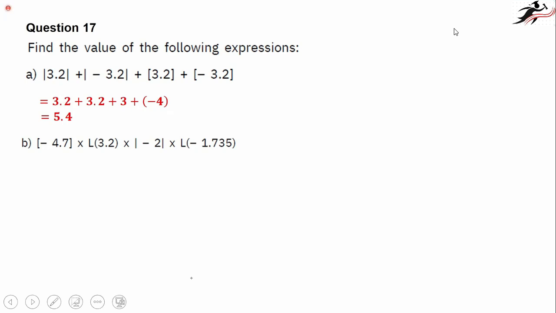So minus 4.7 ka greatest integer is what? Bracket means greatest integer, yes. Square bracket, greatest integer. L is least. So minus 4.7 ka greatest integer is minus 5. 3.2 ka least integer is going to the right, 4. Minus 2 ka mod is 2. And least integer of minus 1.735, go to the right, minus 1. So minus minus became plus. 5 into 4, 20 into 2, 40. So plus 40 becomes my answer. Okay?